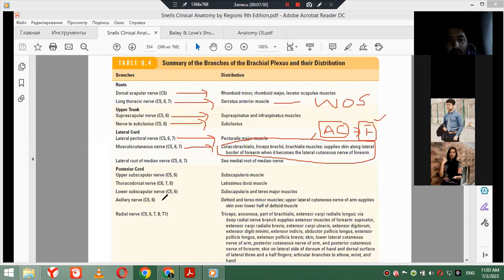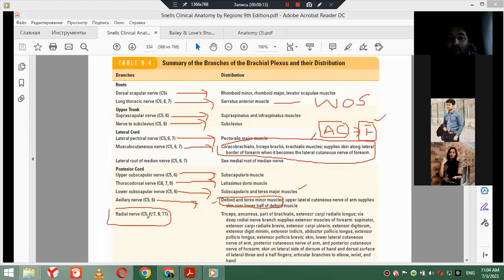Then you have the posterior cord. Axillary nerves, you already know. Thoracodorsal nerve, see here, supplies the latissimus dorsi muscle, very important. Upper subscapular nerve to the subscapularis muscle, lower subscapular nerve also to the subscapularis and teres major. Axillary nerve, we already studied, goes to the two muscles, the deltoid and the teres minor.